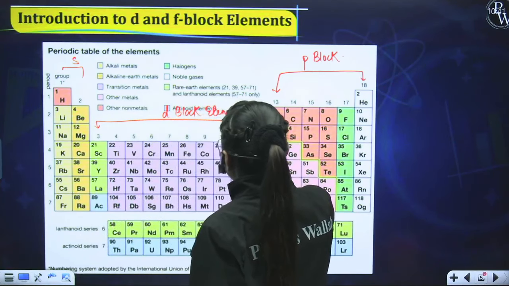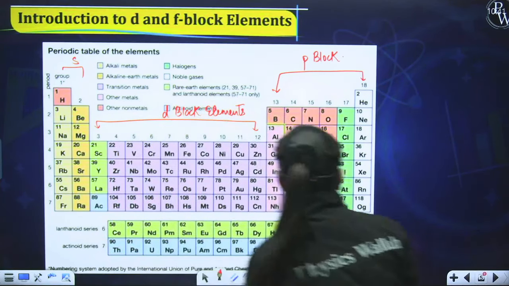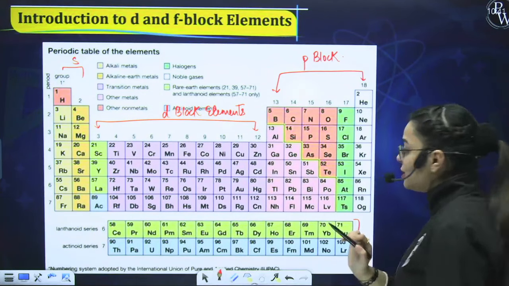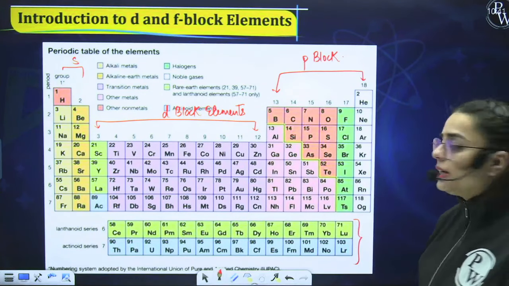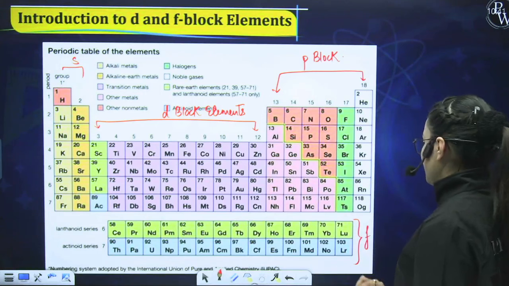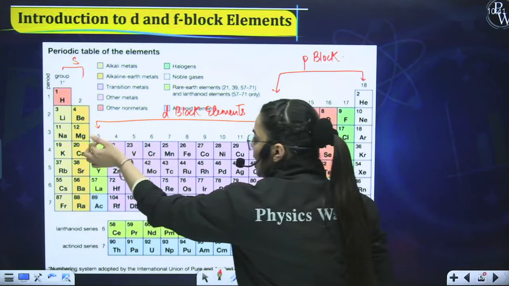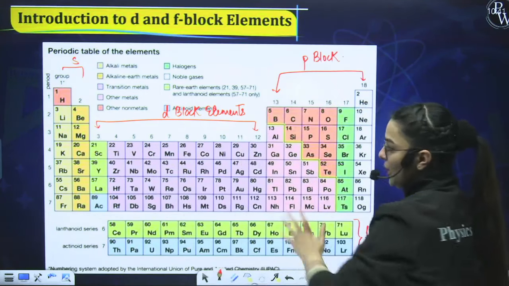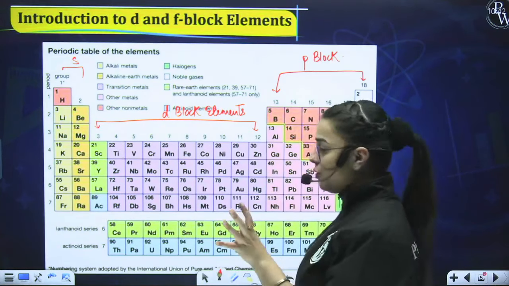They are D block elements. And here you can see the lanthanoid series and the actinoid series. They come under the category of whom? The F block elements. So D block elements basically start from group number 3 to group number 12, as you can particularly see over here.